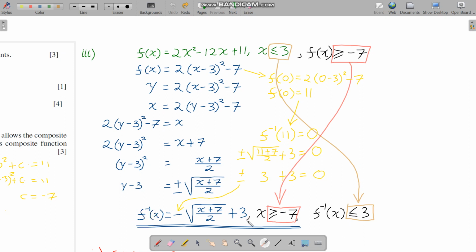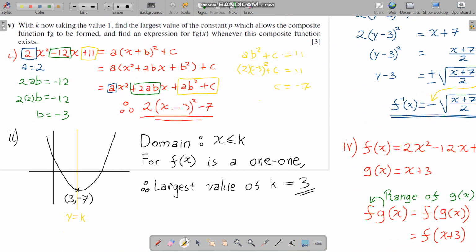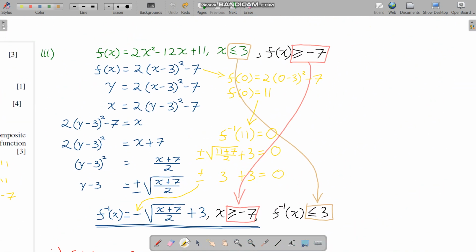And for the domain and the range, we have the domain of the original. If you want to find the range of the original, you can just look at the vertex form again. As you can see from the vertex, the range of this quadratic is y must be bigger than or equal to minus 7. If we know the range of the quadratic, all we have to do is copy this and put it here, and copy this and put it here. This is the range of the original, which is the domain of the inverse.